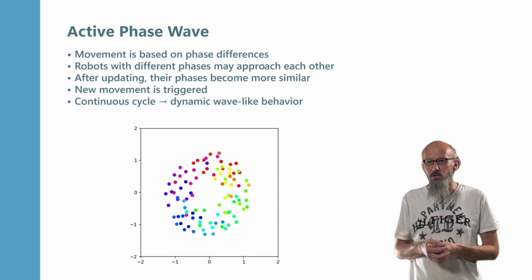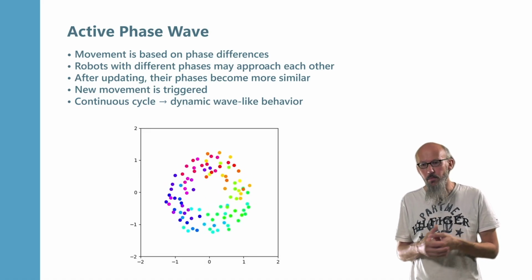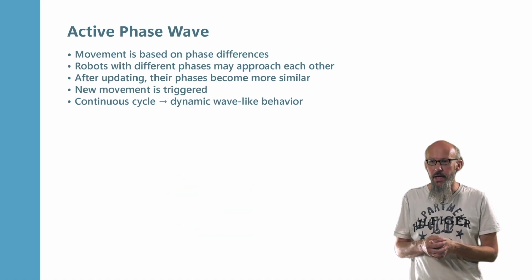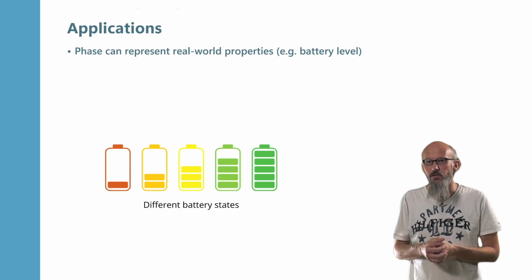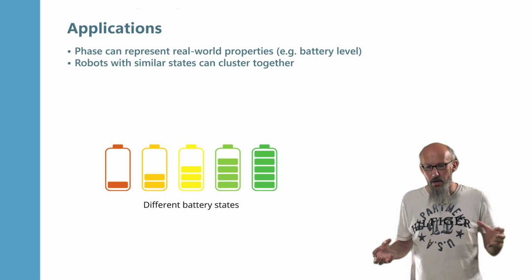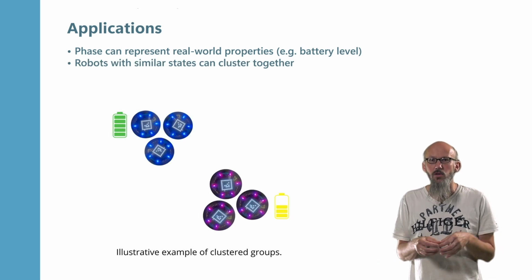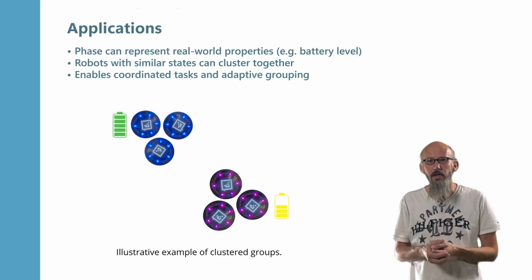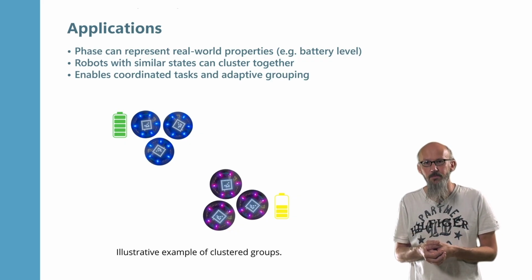But of course, the phase could also represent other properties from a real-world application where this algorithm is used. For example, you could think of the phase as a battery state of the device, so that devices that have similar battery states come close together and do a task that consumes more energy than others where the battery is almost empty.